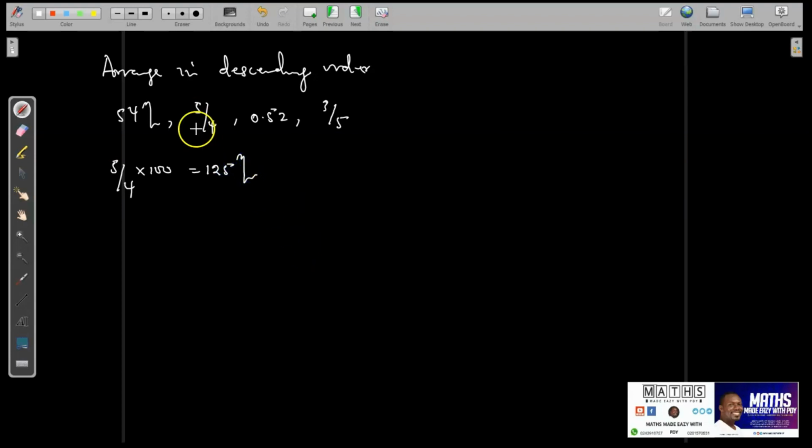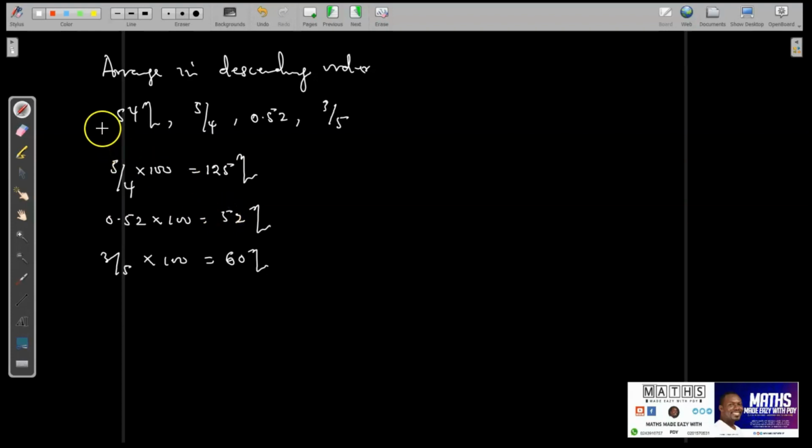Good. Let us pick the next one, which is 0.52. That is also multiplied by 100. It gives us 52%. And then finally, 3 on 5 multiplied by 100. What are we getting? 60%. So you realize that now that we've written all these numbers in a common form, which is percentages, we can easily compare to know which one is the largest.